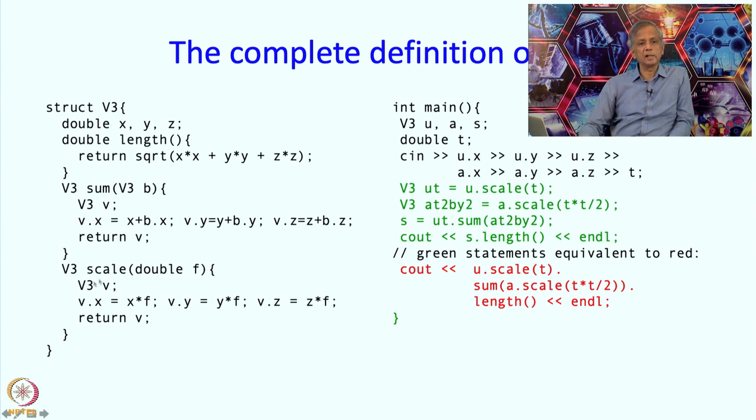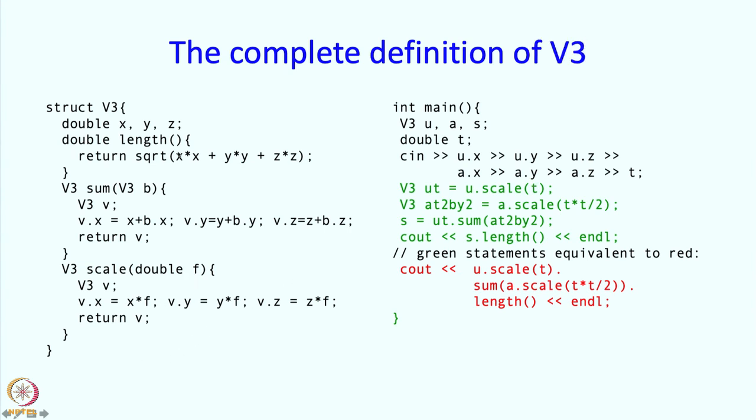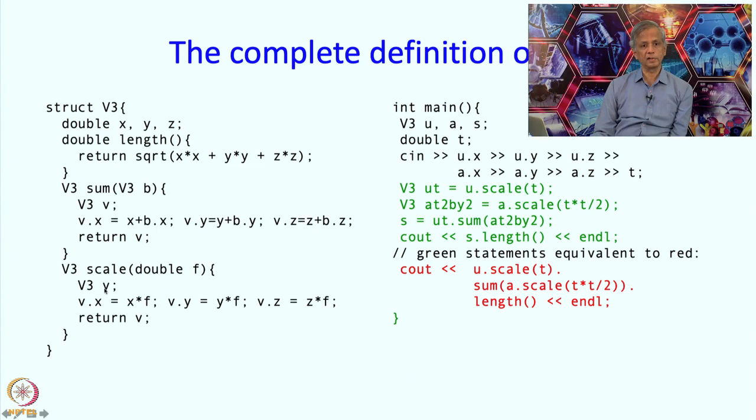Scale is similar. For the scale, we have u dot scale of t. So, u is the receiver and t is the argument. The value of t is placed in f. So, again, what are we calculating? We are supposed to calculate a result which is a v3 vector, but which is a scaled version of the receiver. To implement that, this is the x member of the receiver, we scale it up by f and put it in the x member of our result v3. And so, we construct all v3, the 3 vx, vy, vz, and then we return v.